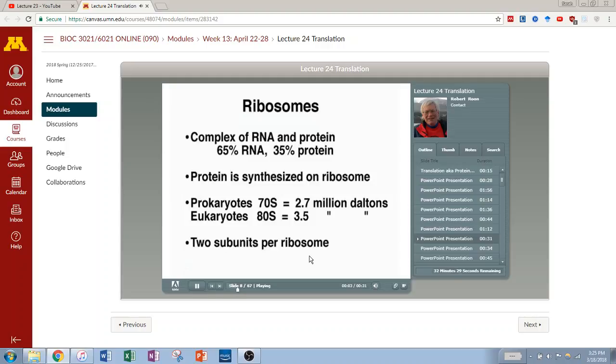Protein synthesis takes place on ribosomes, which are ribonucleoprotein particles. Again, they're about 2/3 RNA, more RNA than protein, and only about 1/3 protein. They consist of one large and one small subunit. Prokaryotic organisms have a 70S ribosome with a total mass of 2,700 kilodaltons. In eukaryotes, there's an 80S ribosome with a total mass of 3,500 kilodaltons.